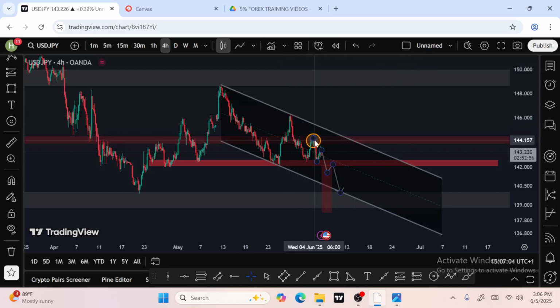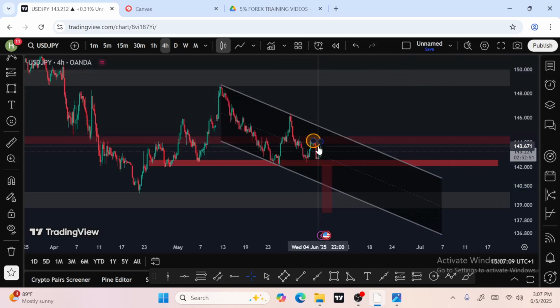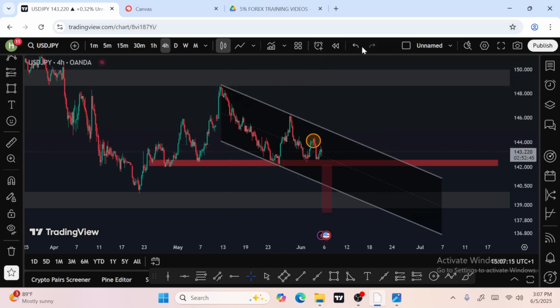Now, how to execute trade. After making your analysis on higher time frame, I said you have to come down to what? Lower time frame for what? For execution. So how will you now do that? Great.